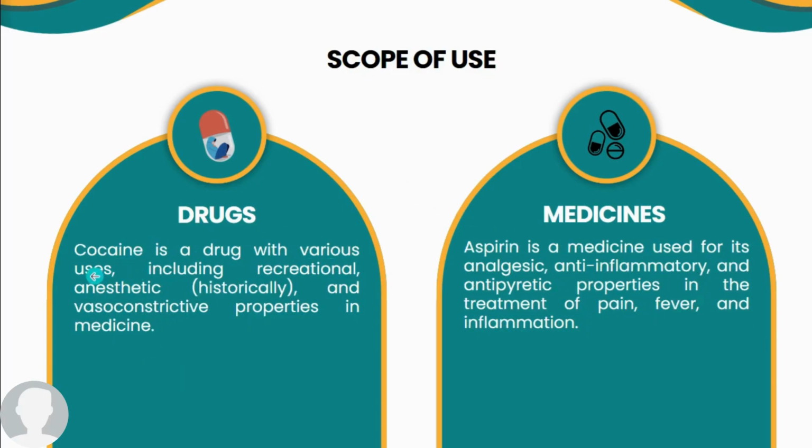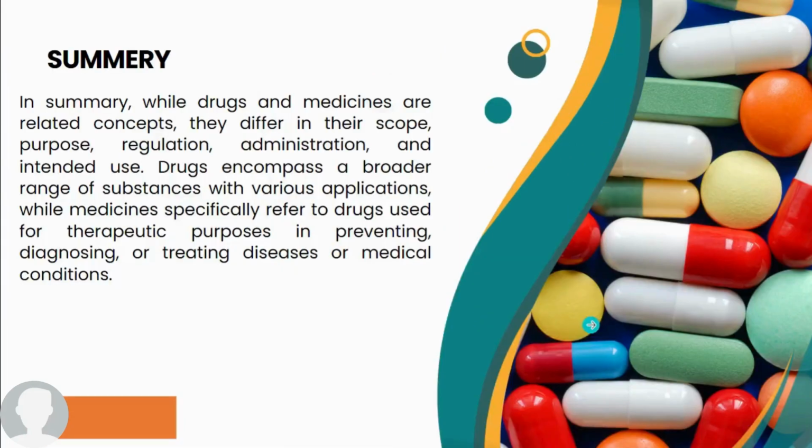Cocaine is a drug with various uses, including recreational, historically anesthetic, and vasoconstrictive properties in medicine. So drugs cover a wide range and have a wide scope of use. Aspirin is a medicine used for its analgesic, anti-inflammatory, and antipyretic effects. All these are therapeutic effects. And aspirin is a purified form, so it is called medicine, used in the treatment of pain, fever, and inflammation.